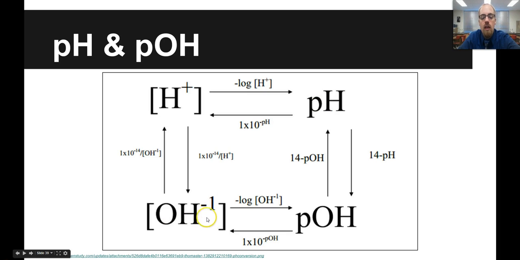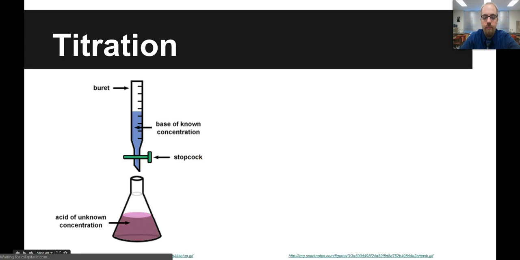Now notice here there's no direct link between hydrogen concentration and pOH, or pH and hydroxide concentration. When we do calculations where we want to go from the pH to the hydroxide concentration or vice versa, we always have to first go through either hydrogen concentration or the pOH.